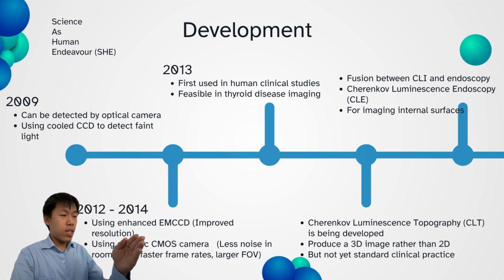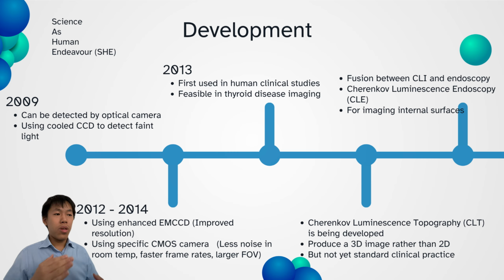And here is the development of CLI. In 2009, the CLI was first introduced. It can be detected by using merely an optical camera, which is very distinct from the expensive detectors used by, for example, the MRI, SPECT, and so on. It used only a cooled charge coupled device to detect the faint blue light.